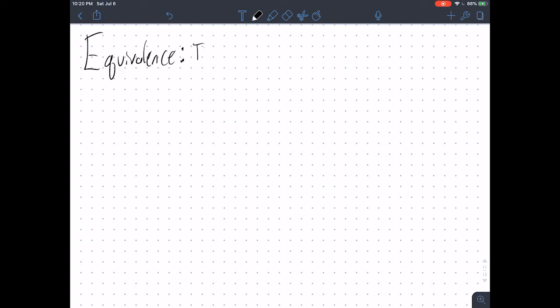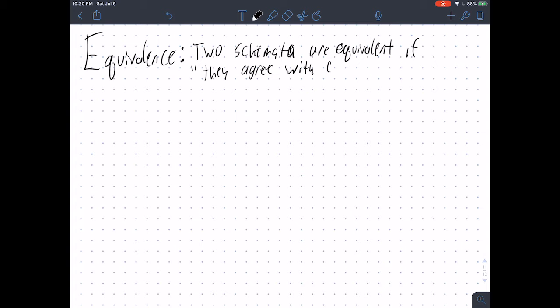Two schemata are equivalent if, and I'm quoting Quine here, they agree with each other in point of truth value under every interpretation of the letters.